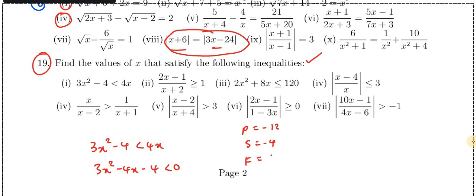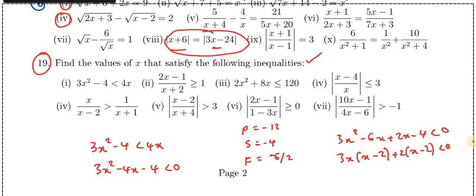We can try to use negative 6 and 2. So we say 3x squared minus 6x plus 2x minus 4. This will be 3x, then x minus 2, and this is going to be 2 and x minus 2. So this will be 3x plus 2, and this will be x minus 2, less than 0. Then we test now.